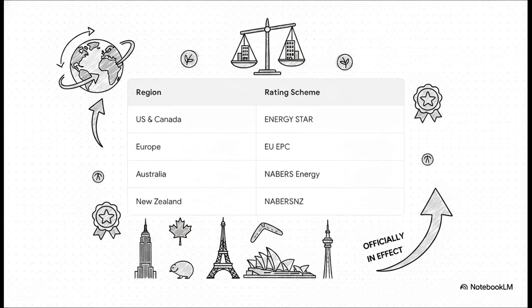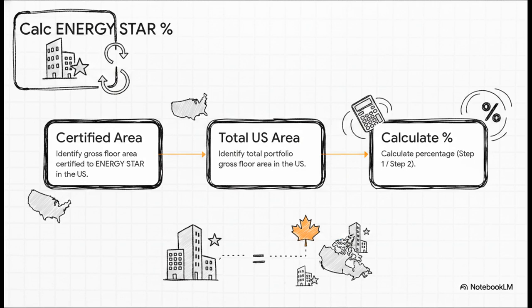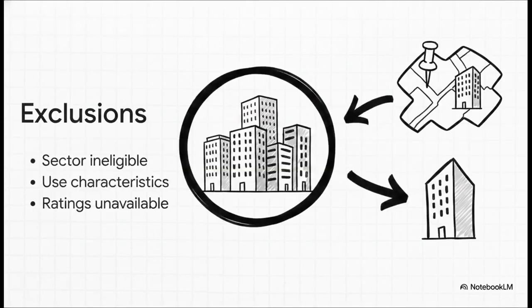To calculate your Energy Star certification percentage specifically for your U.S. properties, you just take your certified gross floor area in the U.S. that has an active certification and divide it by your total gross floor area in the U.S. It's a very simple calculation. And hey, if you have properties in Canada, the standard lets you calculate and disclose that percentage separately using the exact same formula.